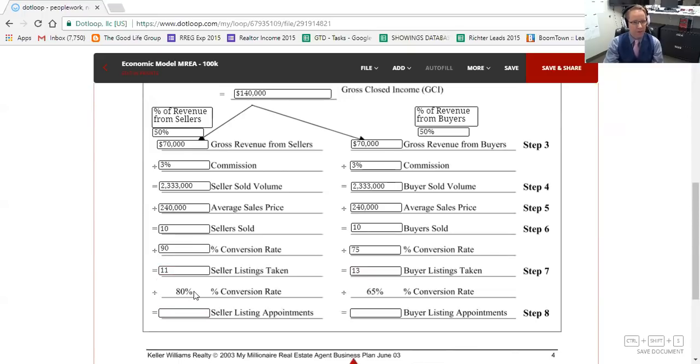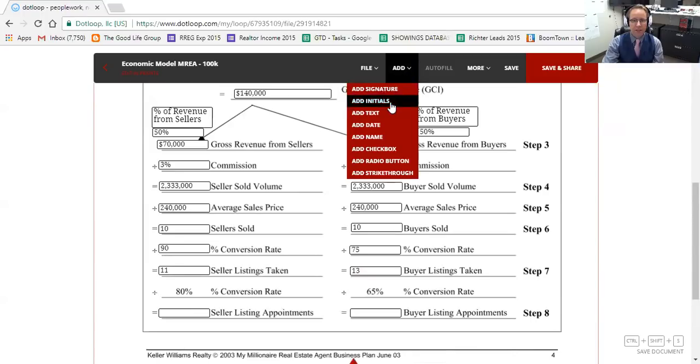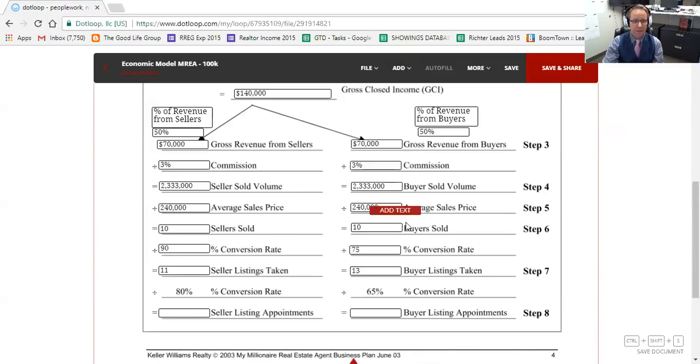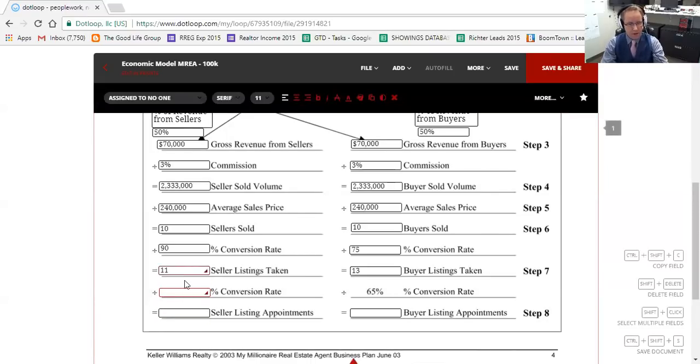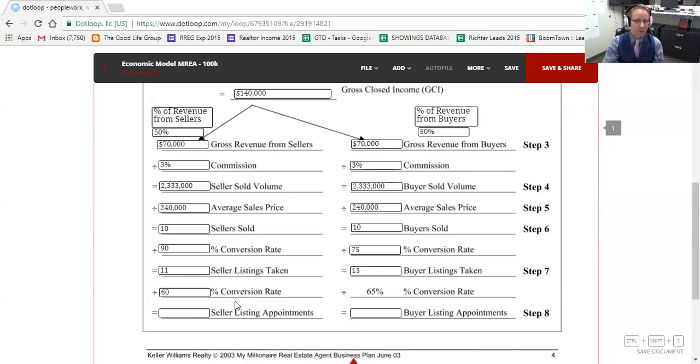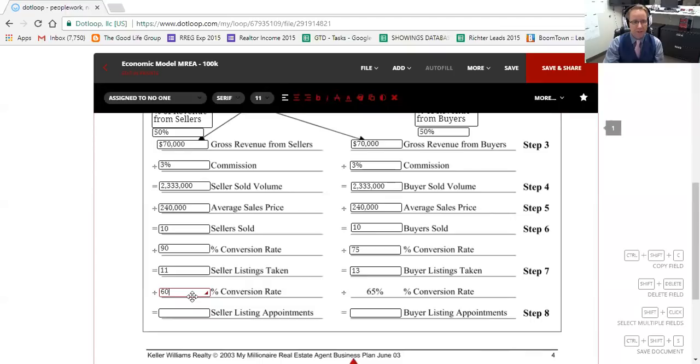You want to take a look at what your numbers are. In this market, it's a very strong seller's market. Ordinarily it's 80%, but if you're just getting started, or maybe you haven't been in the business a long time and seen the success that you're expecting, just to be conservative, you may want to bump this down. Let's say that you only get 60% of the listings, that when you go out on an appointment, 60% of the time you actually take the listing. Again, the industry average for people that have been in the business and have the experience is 80%.